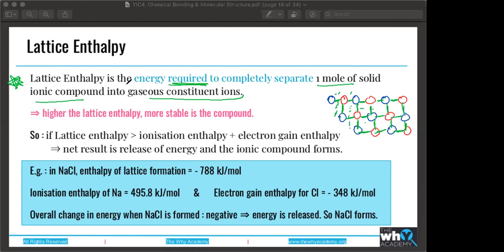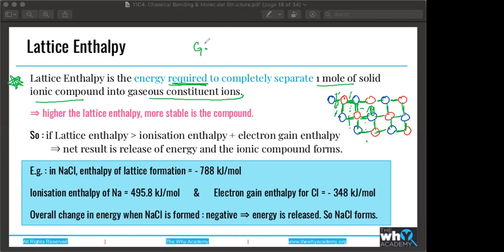So lattice enthalpy is the energy required. Another way to think about it is, if X amount of energy is required to break all of these bonds, then when you consider the reverse process where these bonds are being formed, X amount of energy will be released. Can you repeat that again?